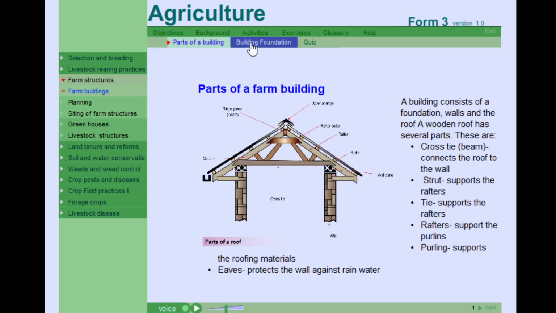Parts of a farm building. A building consists of a foundation, walls, and the roof. A wooden roof has several parts.